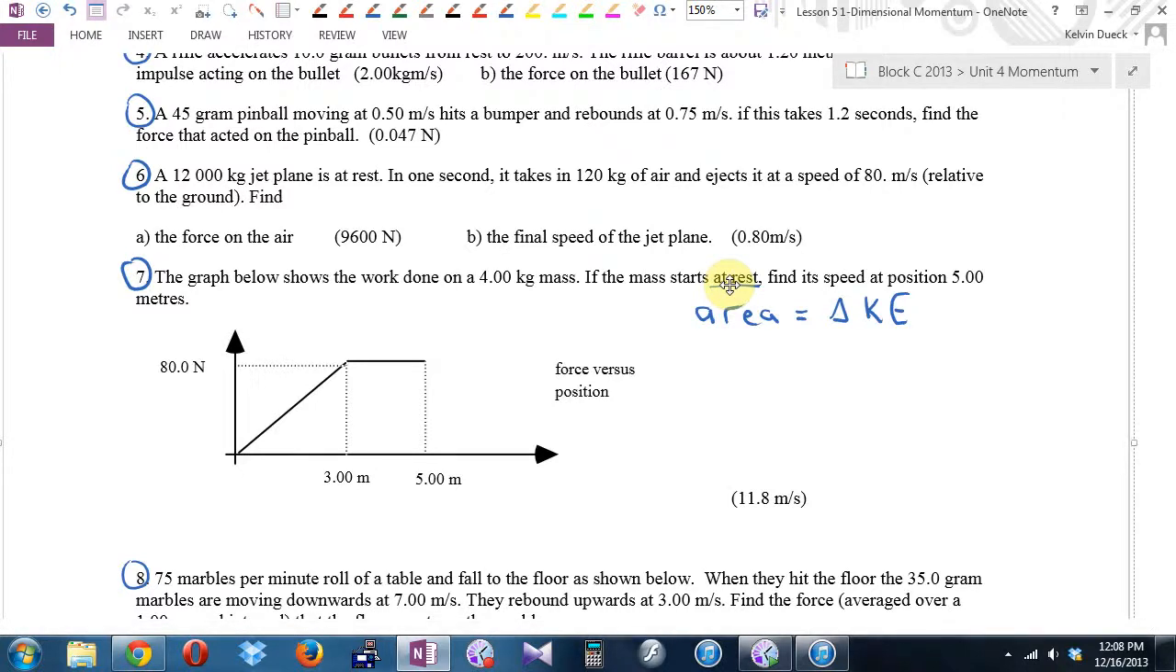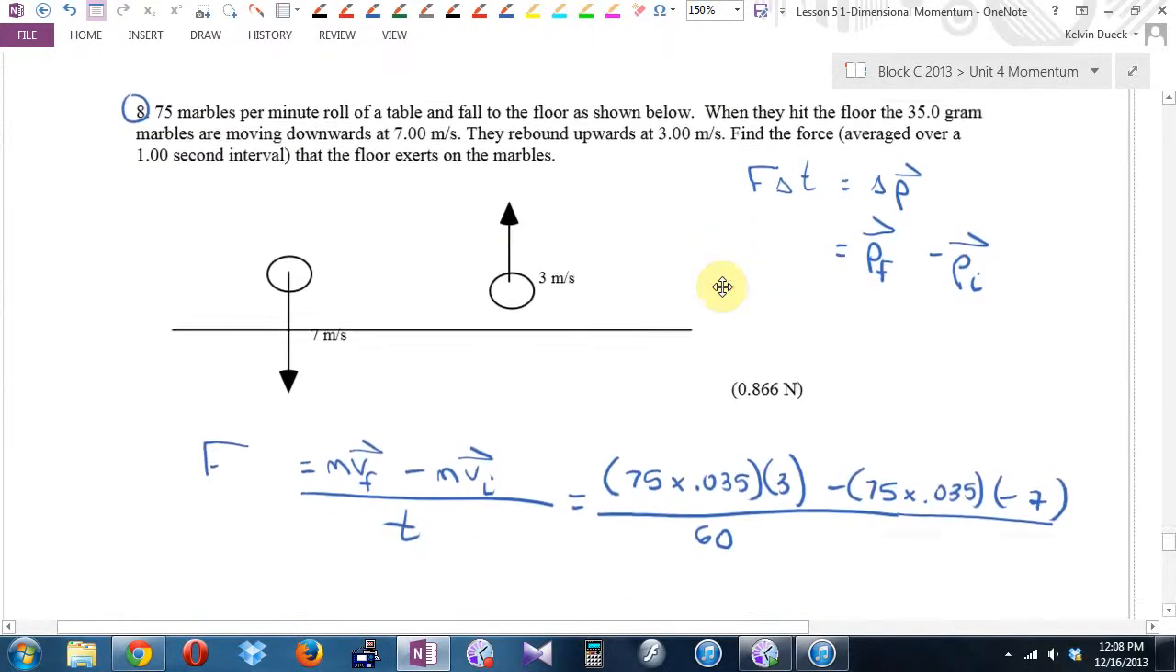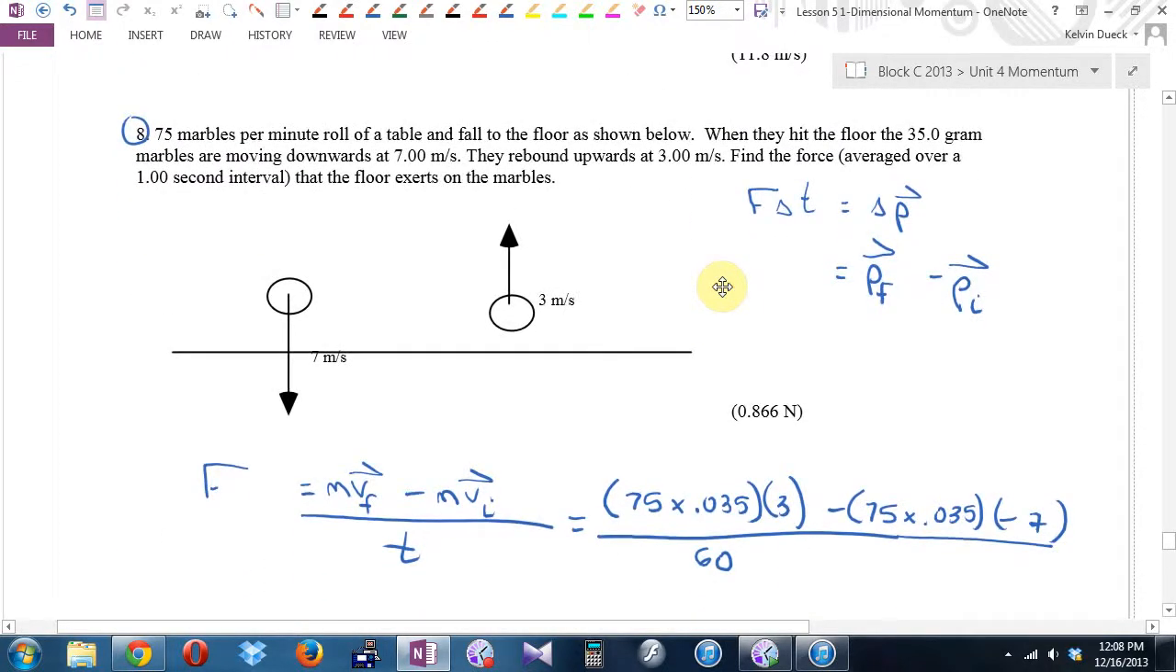Okay. Yeah? You think my answer might be wrong? Let me double check it. 75 marbles per minute, which means it's going to be 60 seconds. 35 grams is 0.035. They're moving downwards. I better let that be negative. Let's bring up my calculator and see.